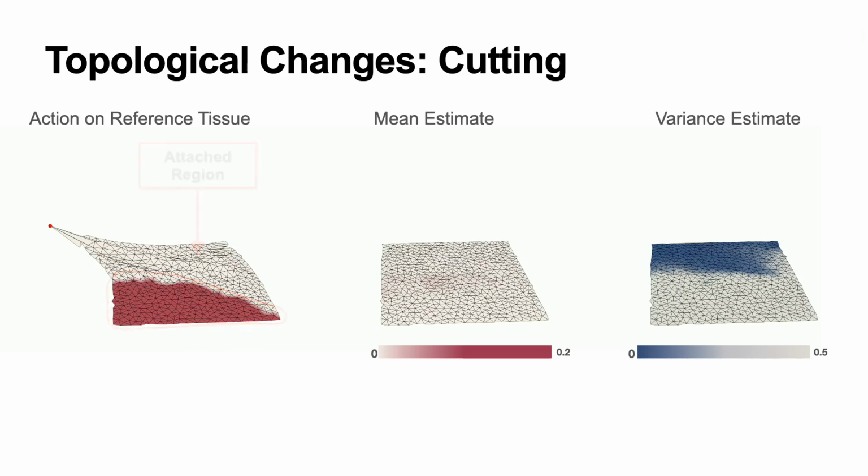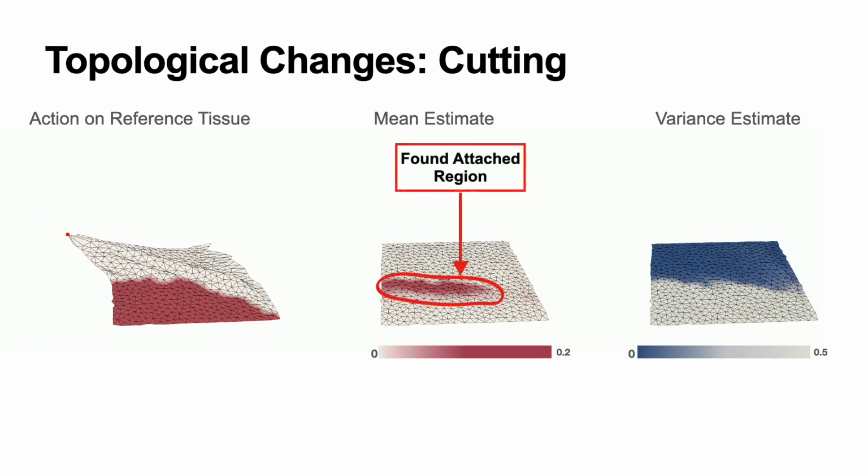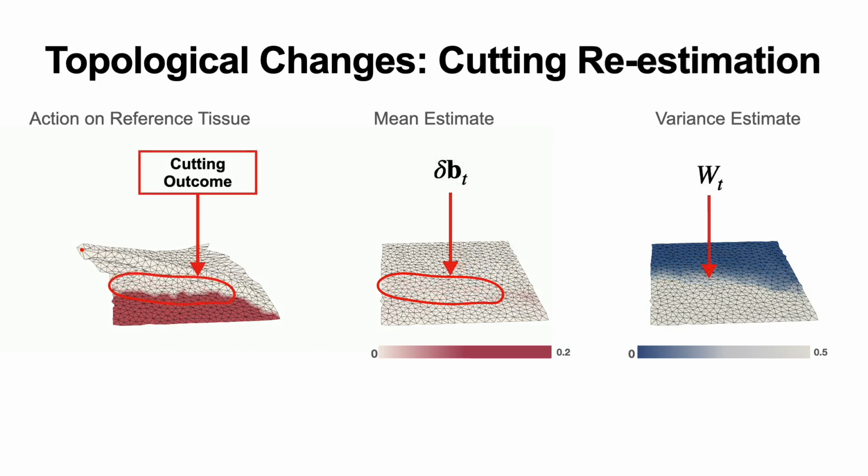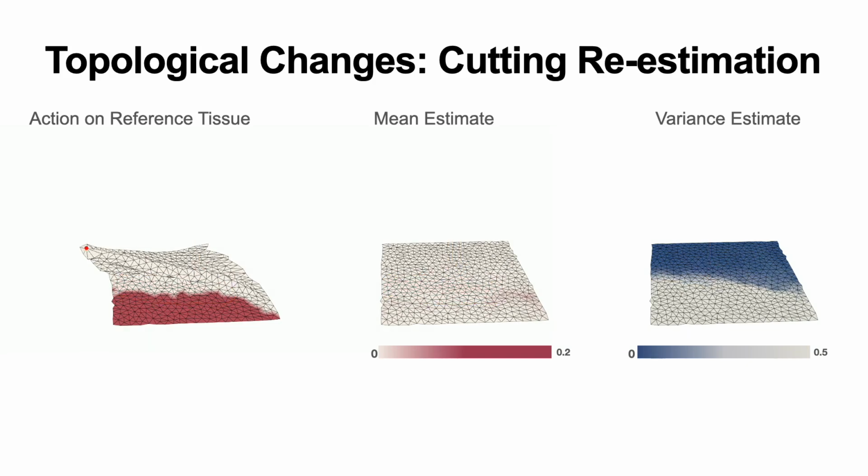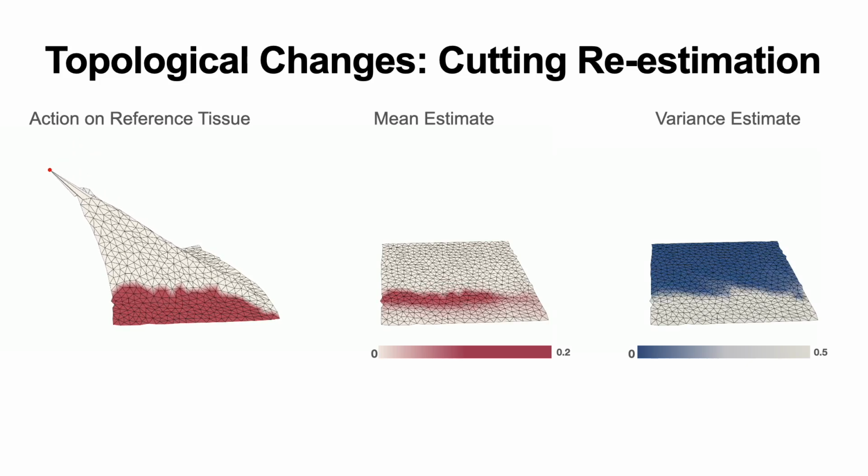Our approach also supports topological changes in the boundary conditions such as cutting. We incorporate priors on the topological change into the Kalman filter's motion model, as shown here. In this example, we're using our method to iteratively estimate and then cut attached regions of the tissue.